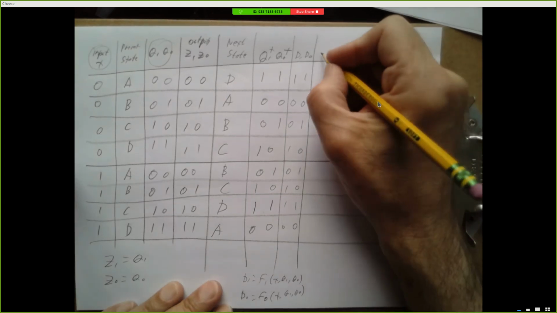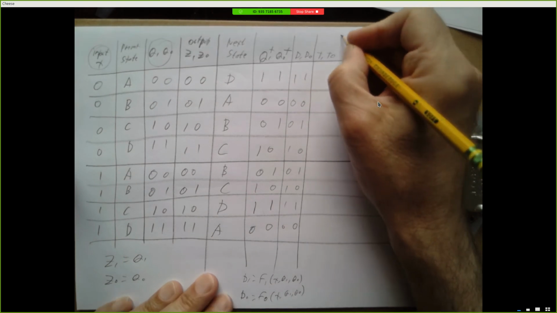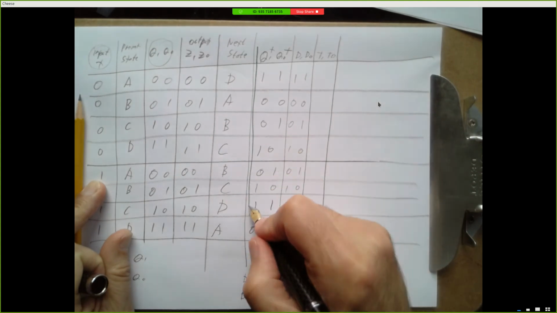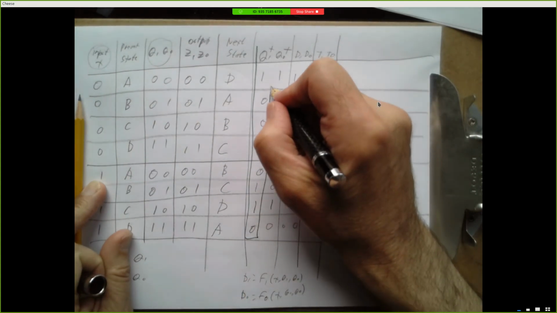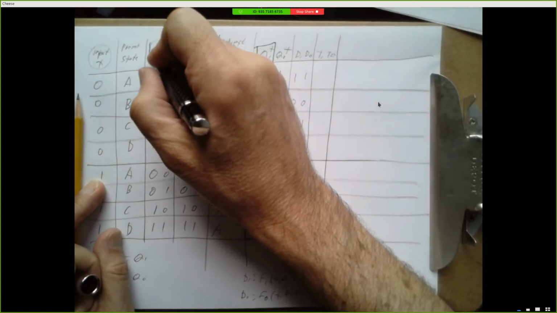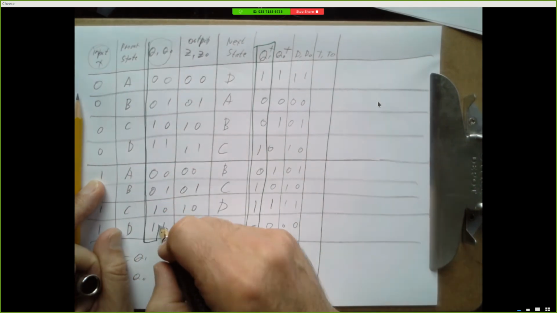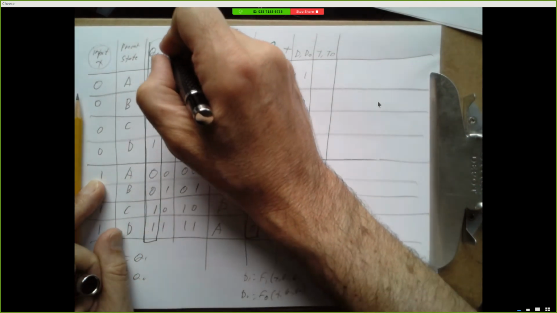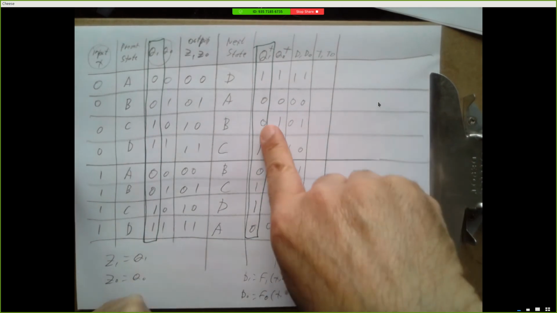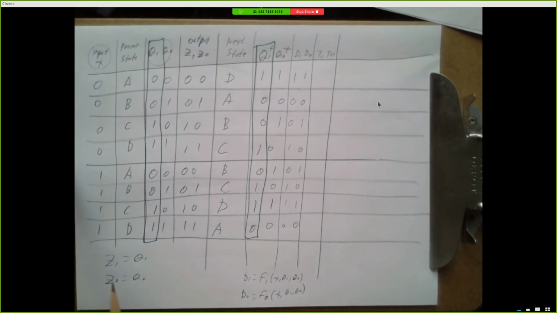Alright, toggle flip-flops. Let's do this again just for practice. So I want to set Q1, and here is the previous value of Q1, and here's the new value I want.